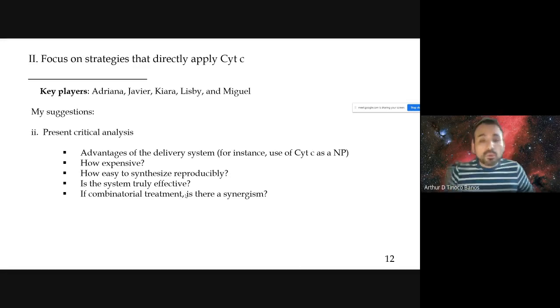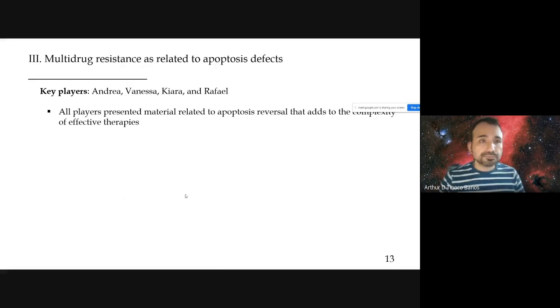So what I don't want to see, again, is just a complete summary of every single paper. No, what I want to see is an applied look at what these different features of these systems are, and how beneficial they are as a whole in terms of our critical analysis of these delivery systems. Okay, so then the next component, the multi-drug resistance as related to apoptosis defects.